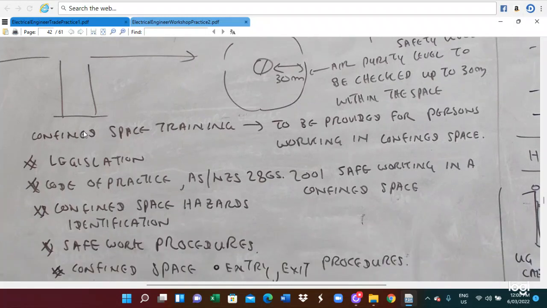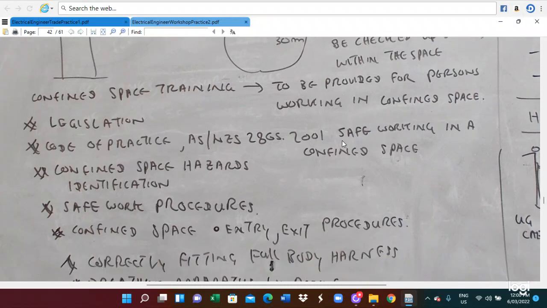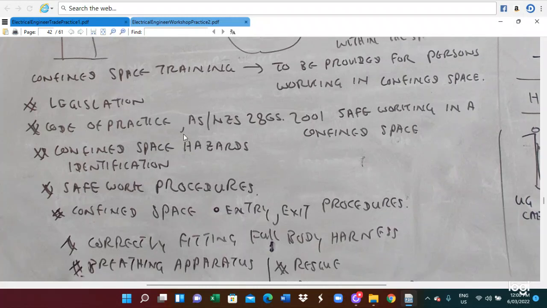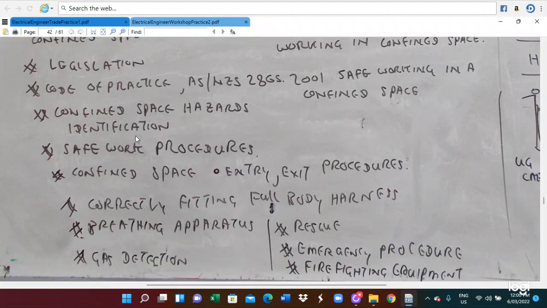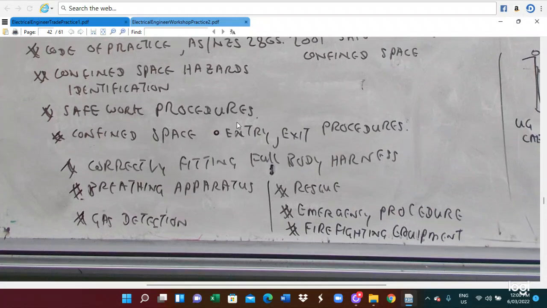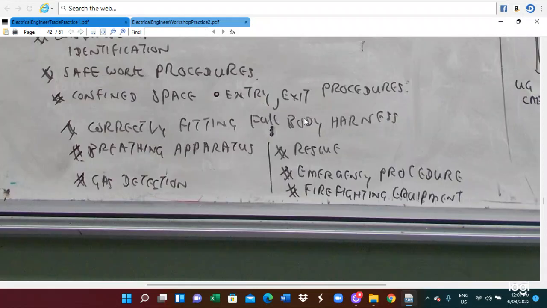Confined space training needs to be provided for the person working in the confined space. Government legislation governs confined space working systems, and as a code of practice we have to follow the AS/NZS 2865 2001 edition. Working in the confined space must be followed accordingly. The confined space hazard identification system must be utilized, and safe work procedures must be followed. The confined space entry and exit procedure must also be followed.